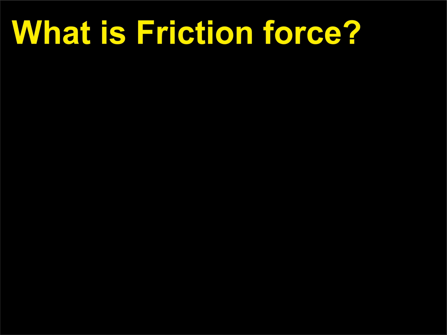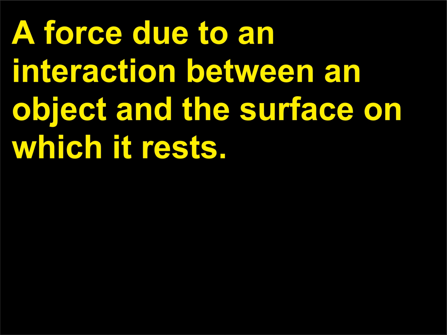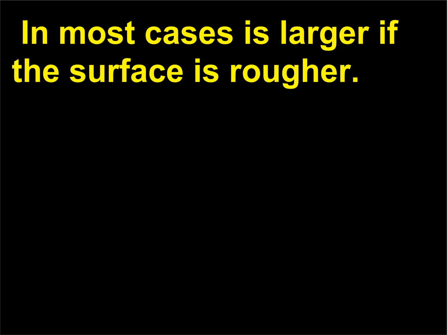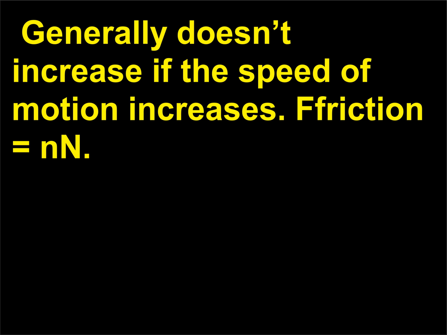What is friction force? A force due to an interaction between an object and the surface on which it rests. Always in the direction opposite the motion. Depends on the force pushing the surfaces together. In most cases is larger if the surface is rougher. Generally doesn't increase if the speed of motion increases. Friction equals μN.